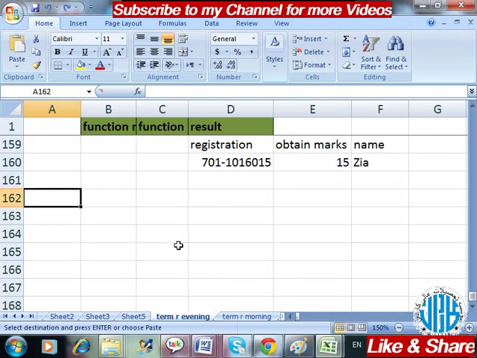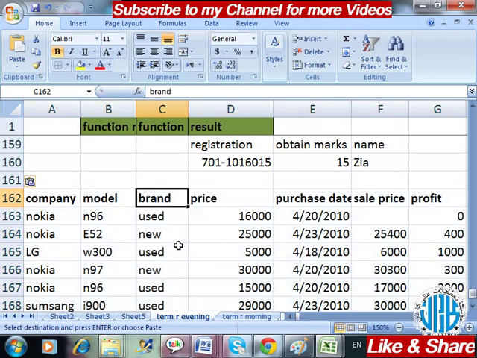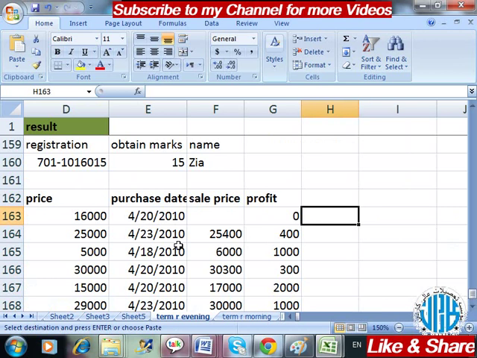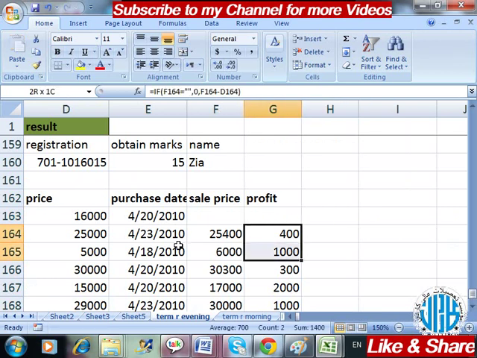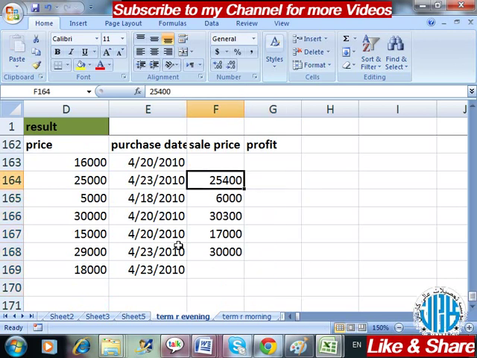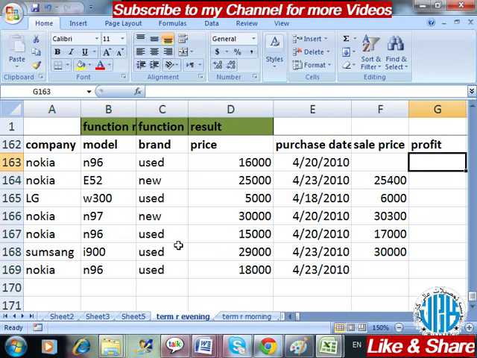Okay, I'm going to give one more example for these database functions. Here I have some data: company, model, brand, price, purchase date, sale price, and profits. So if you look here in this database, how do we calculate a profit? How will we calculate a profit? Come on, tell me. Profit.